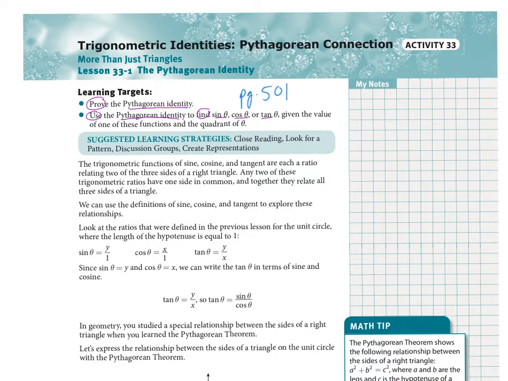So this lesson could be titled a lot of things. The book talks about it being the Pythagorean identity, but I think the title right above it, more than just triangles, is really big because we're bringing back this idea of triangles when we've been working in a circle. So is it circleometry or triangleometry or trigonometry? Trigonometry. So how do we look at those things?